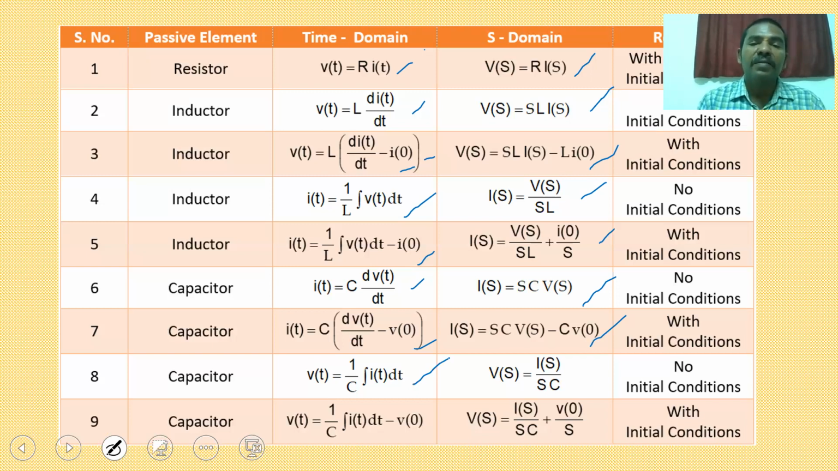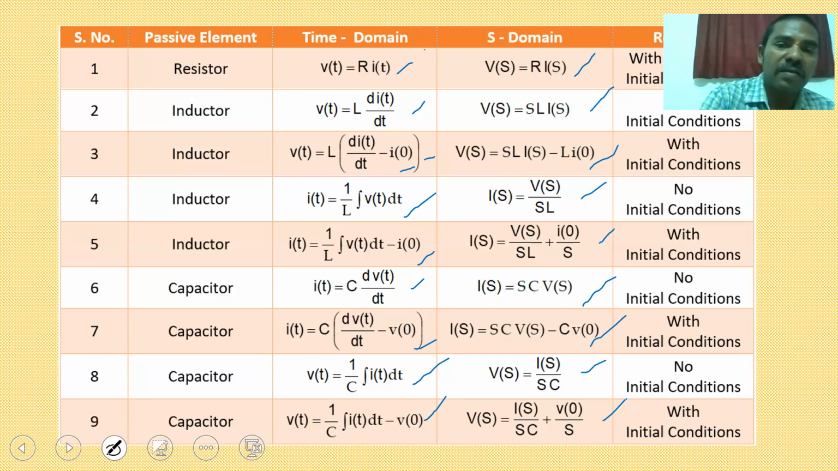of t dt. So in the Laplace transform, V of s is equal to I of s divided by s into c. If initial conditions are there, then V of t is equal to 1 by c integral I of t dt minus v of 0. Then the Laplace transform V of s is equal to I of s by s into c plus v of 0 by s. So this is the comparison of the time domain and Laplace transform with and without initial conditions.